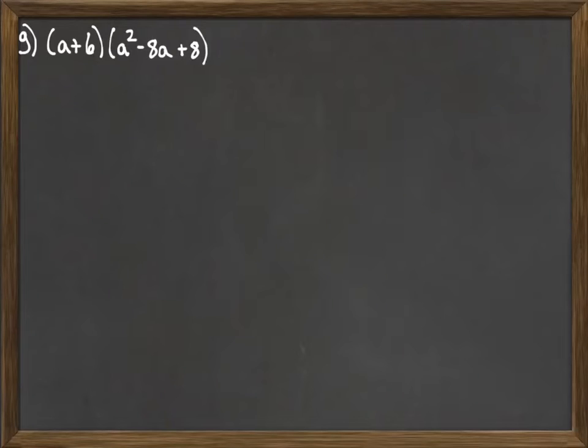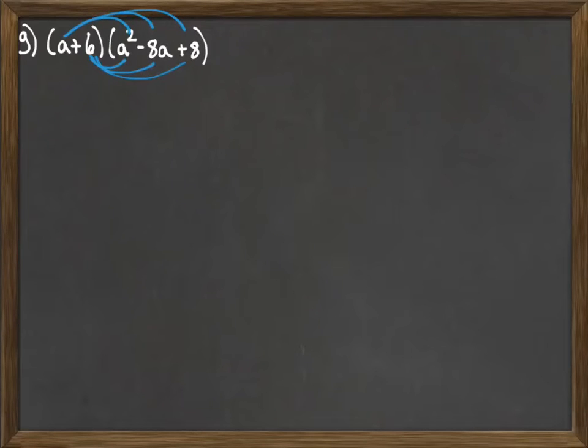Okay, so one last example here is we multiply polynomials. Once again, this is a two-term polynomial times a 3-term polynomial. So we're going to take each thing in the first one times each thing in the second one, so a times each of those things and 6 times each. And so we begin with a.